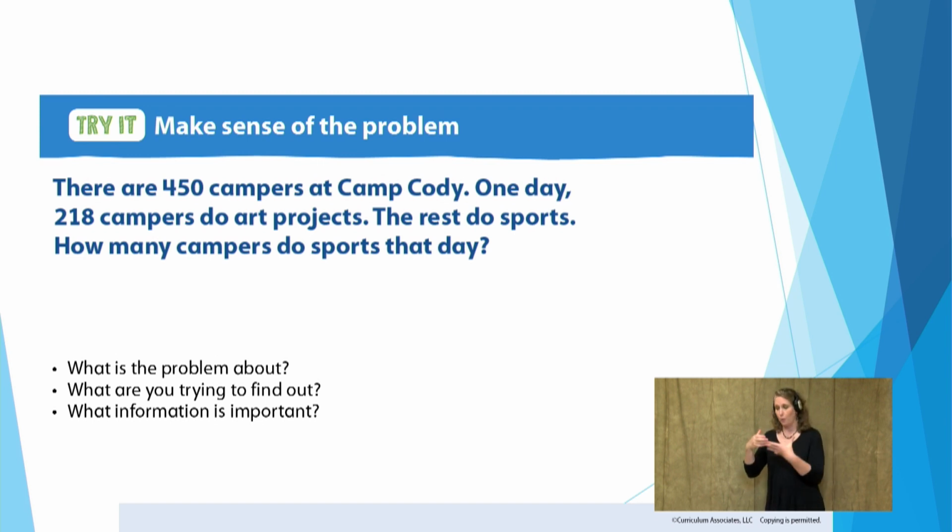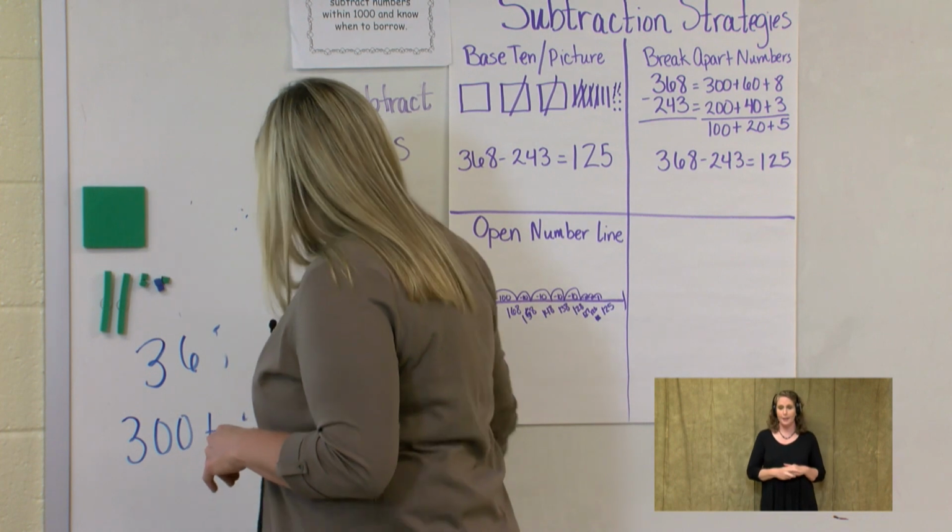Well, remember, we think about our problem. What is the problem about? The problem is about the campers at Camp Cody. What are you trying to find out? Well, we're trying to find out how many campers do sports. We don't know the number of campers that do sports, so we need to know. What information do we need to know to be able to figure that out? Well, we know how many total campers there are, which is 450. So there are 450 total campers. We know that number.